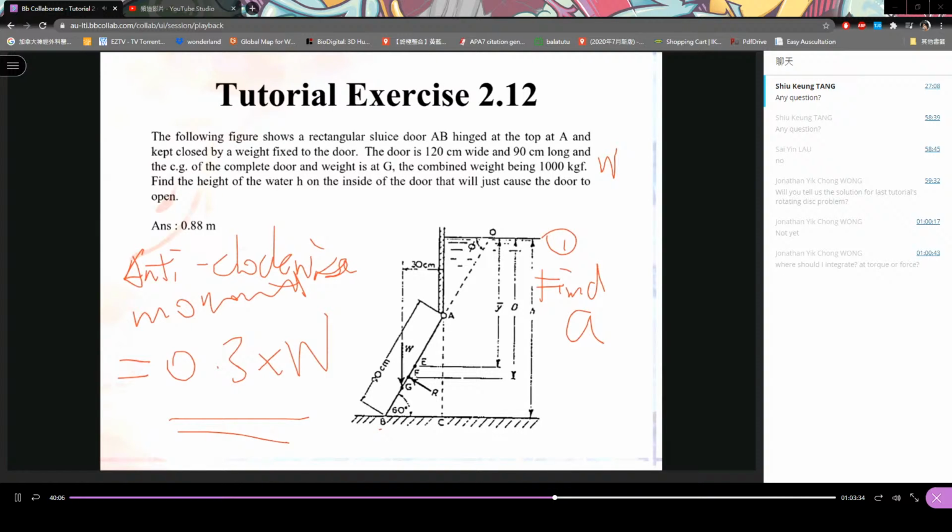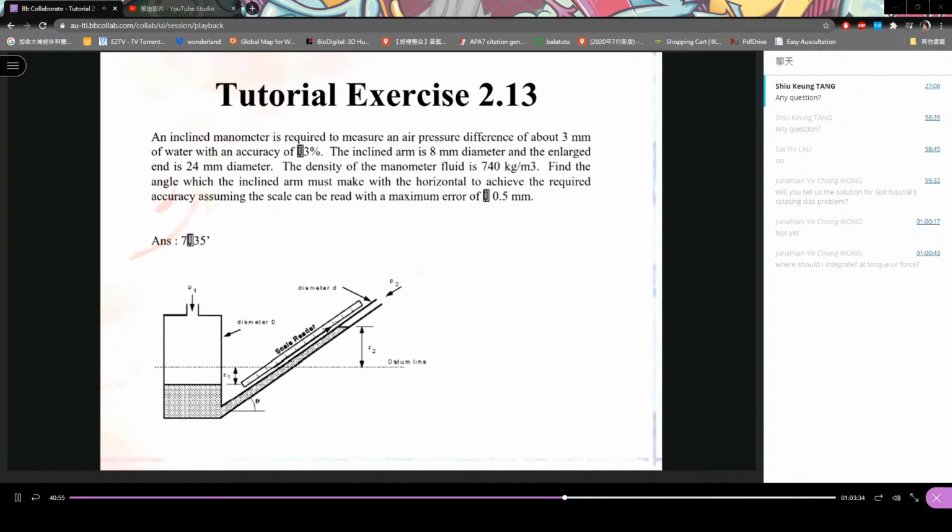After you find A, H is pretty simple. H, the height at which the door will just be lifted open, is A plus the length of the door, 0.9 m, times sine 60 degrees. So by this you get H. Try this later, before I send you the answer.